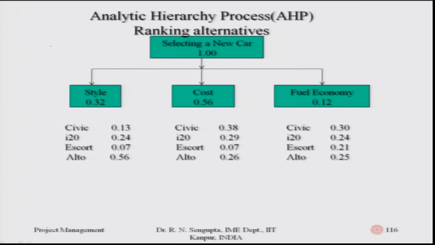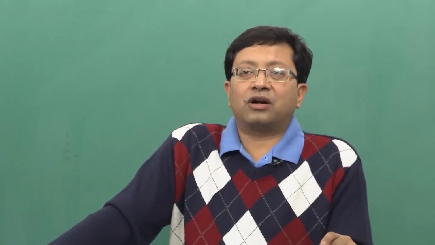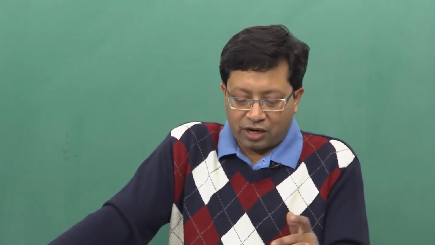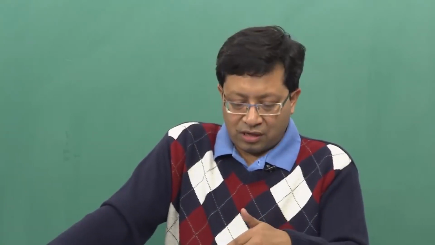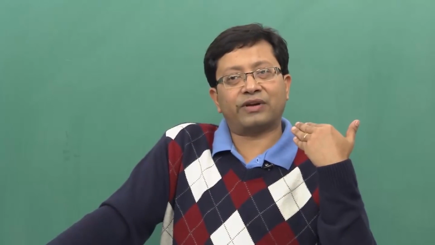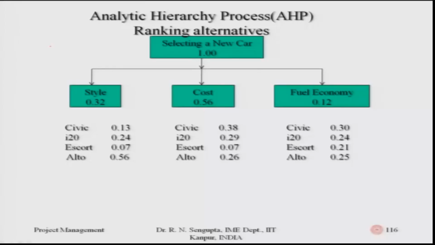Now, once the overall points are given for each and every alternative, for each and every criteria, what I do is that I go back to the same diagram which I had. Your main aim is to select the car, and the three primary criteria were style, cost and fuel economy. If you remember, they were at the level of 32%, 56% and 12%. Now, when I compare all the 4 cars for style, all the 4 cars for cost, all the 4 cars for fuel economy, there the second level of point sharing is accordingly. So, what we have just found out.